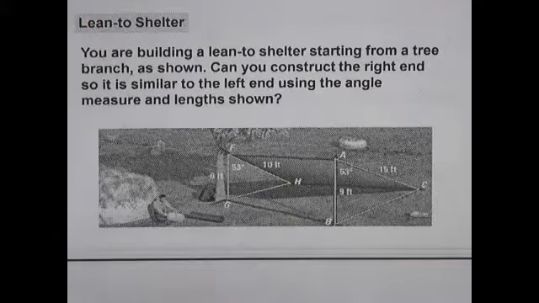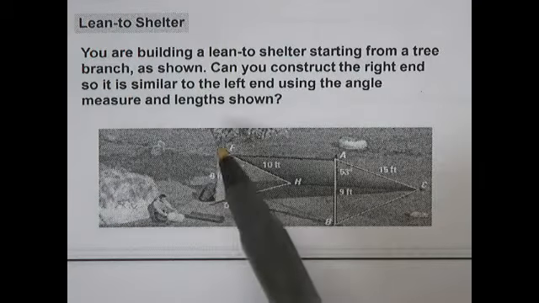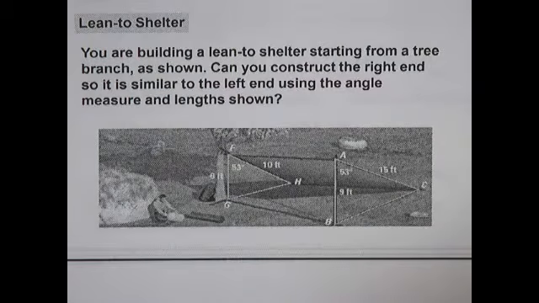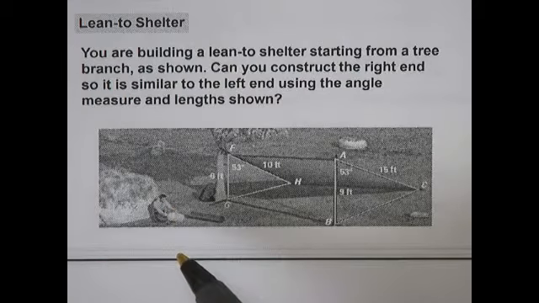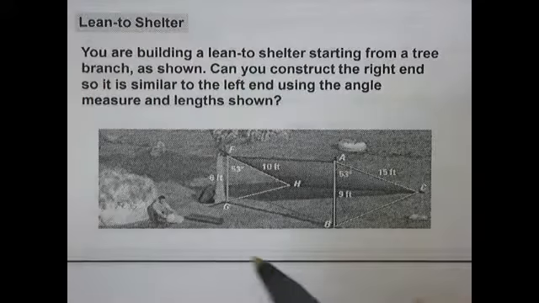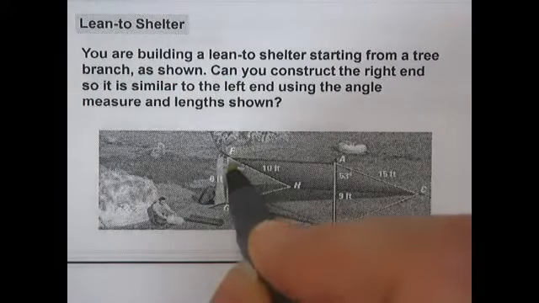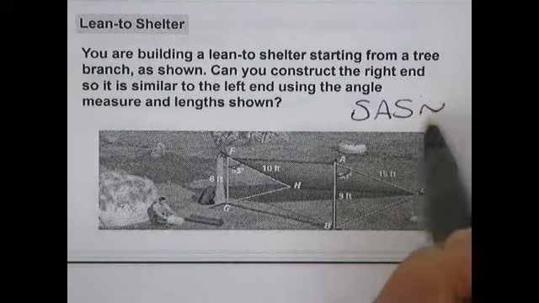Okay, we can put this up here now. Here's our problem for side-angle-side similarity. You are building a lean-to shelter starting from a tree branch as shown. Can you construct the right end so it is similar to the left end using the angle measure and the lengths that are shown? Taking a look at this, the included angle is 53.